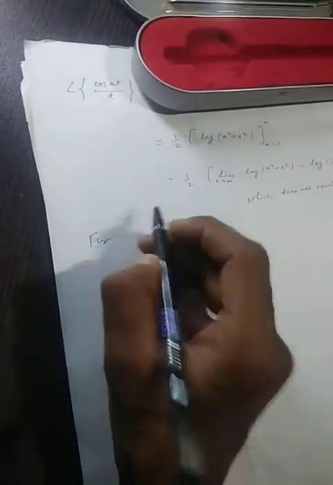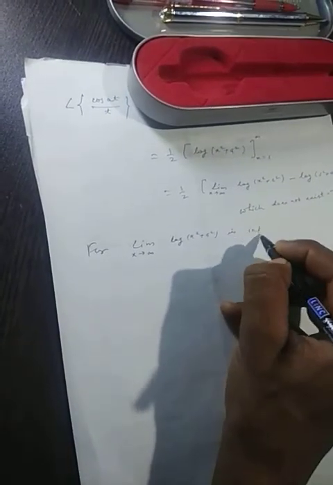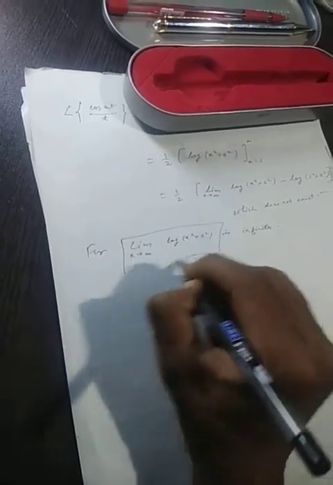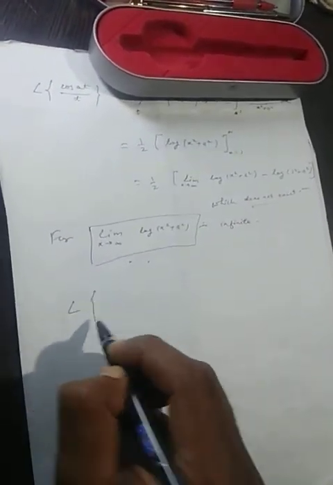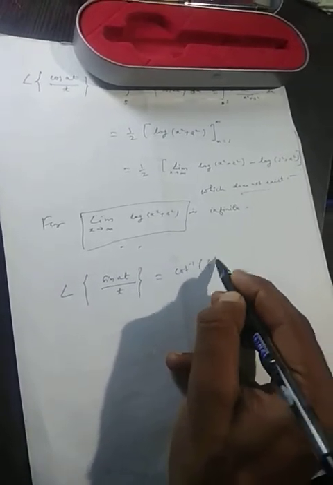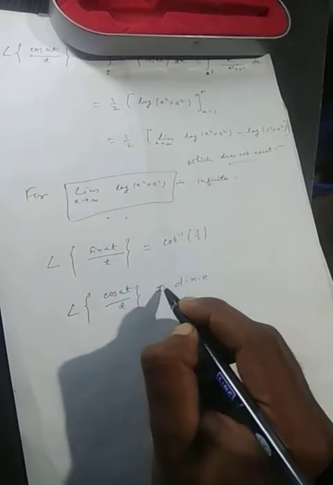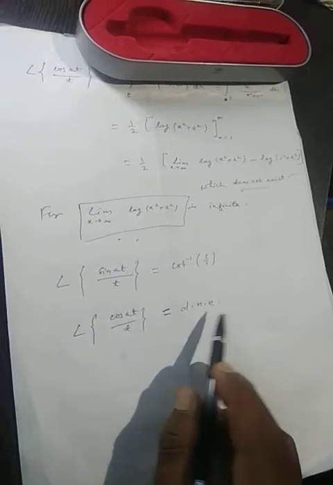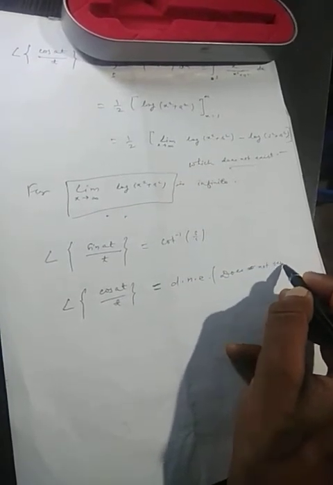The limit as x tends to infinity of log of x square plus a square is infinite. This will give you an infinite value. That's why this does not exist. Okay, so I'm just concluding the result: the Laplace transform of sin at upon t is cot inverse s upon a, and the Laplace transformation of cos at upon t does not exist. D stands for does, n for not, e for exist. Okay, I am writing this in words. Does not exist.